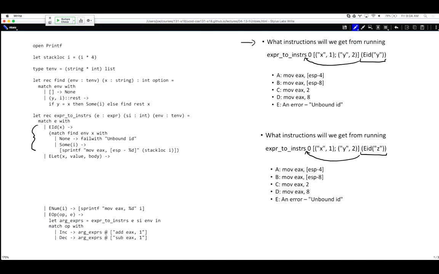So answer this first question. What instructions will we get from running expr_instructions on EID y, with this as-yet unexplained si parameter, an integer that is 0, and as-yet unexplained env parameter, which is this list that says x 1, y 2? I want you to read the code to understand this and answer this first question up here.